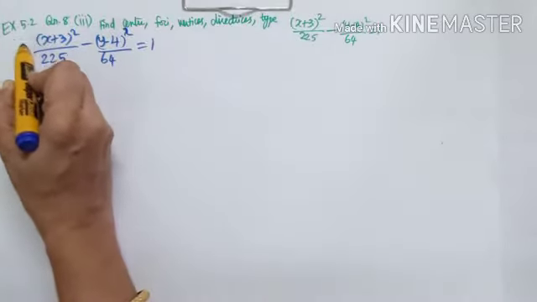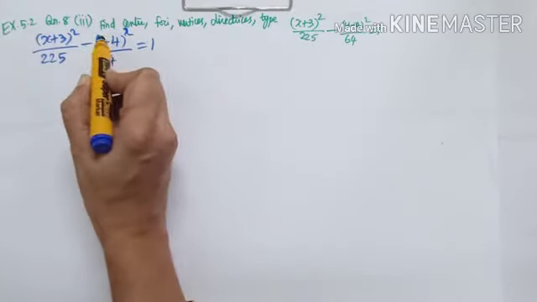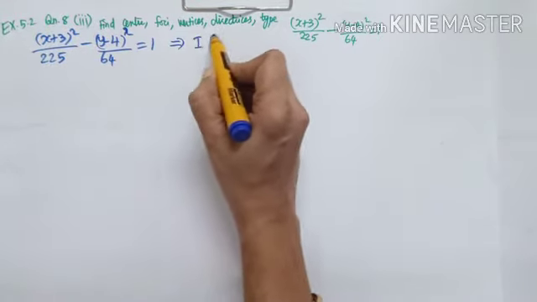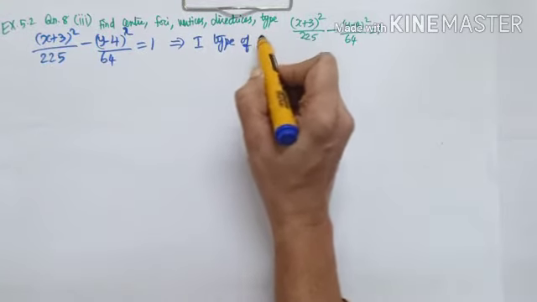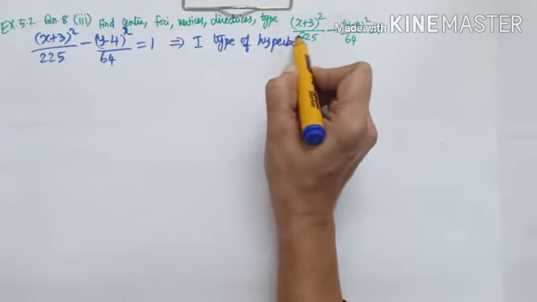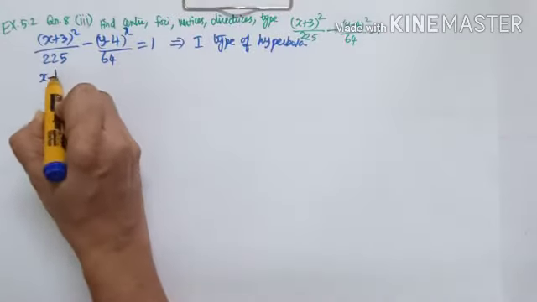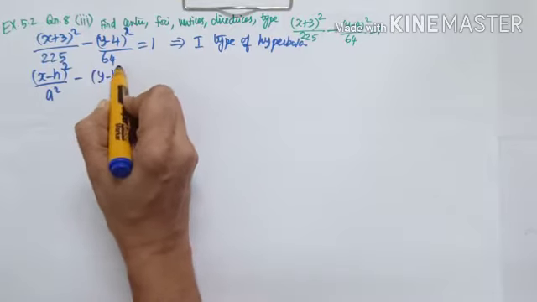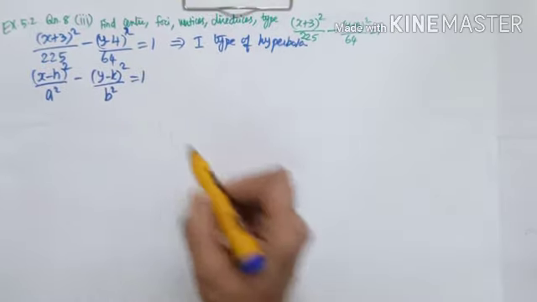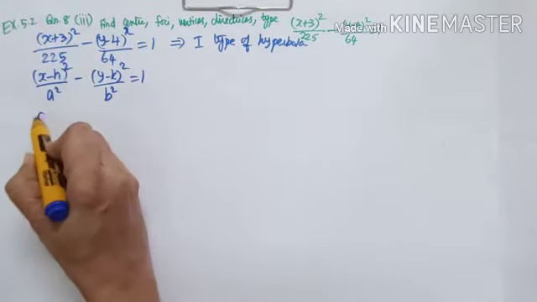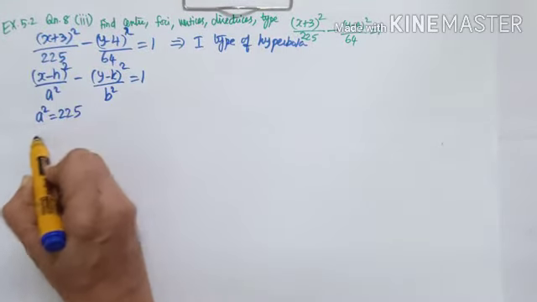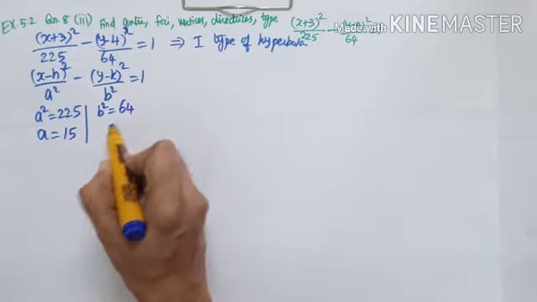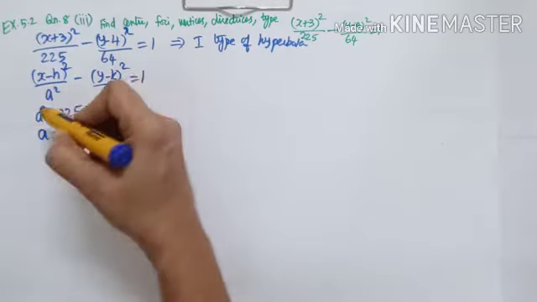Under x we have positive for x, negative for y, tells me this is first type. So this implies first type of hyperbola. We compare with the general equation (x − h)² / a² − (y − k)² / b² = 1. As I compare, a² = 225, so a = 15. b² = 64, so b = 8.